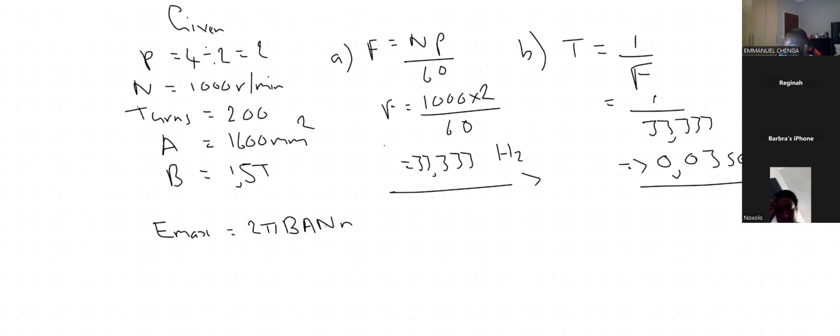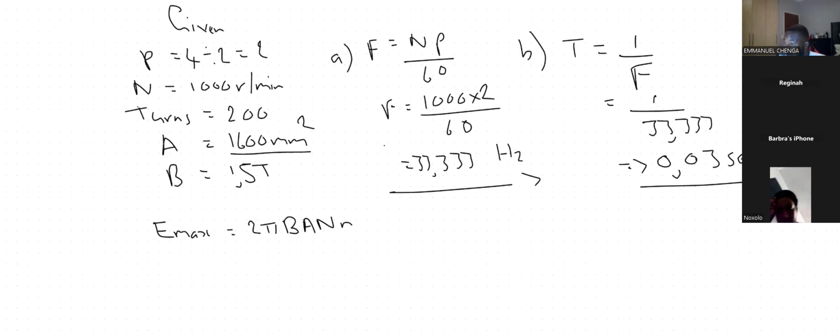And remember also I said if it is small letter n, your speed is supposed to be divided by 60, meaning your speed should be rev per second. So we have to divide 1,000 by 60. The other thing you should take note of is the area. The area is measured in meters squared, and here they gave you millimeter squared. So you're supposed to know how to change from millimeter squared to meter squared.